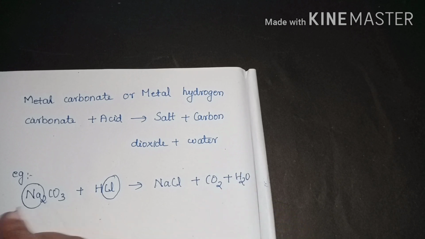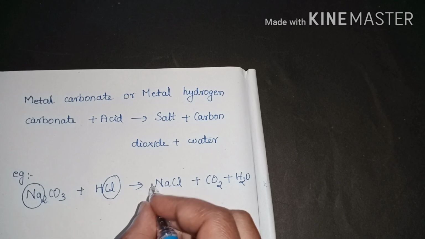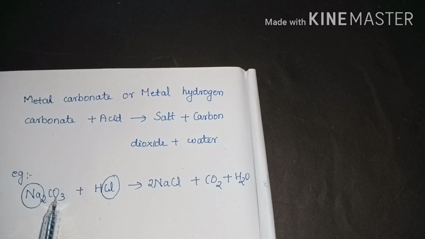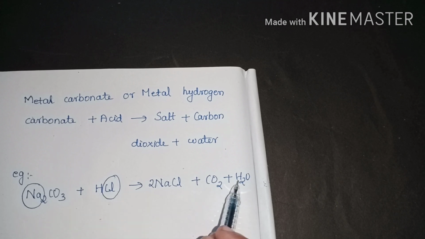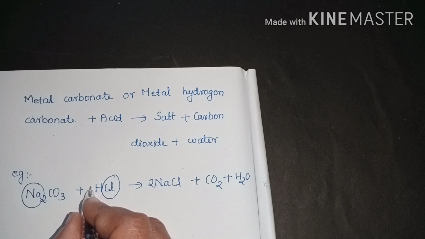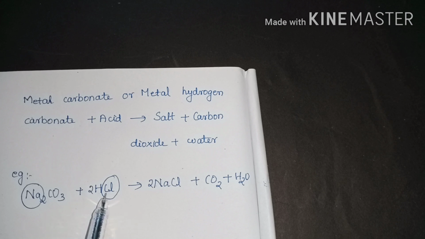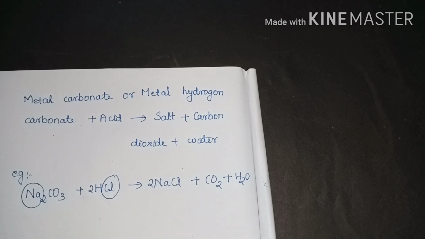Next we want to balance this equation. Here there are 2 sodium atoms, so here also there are 2 sodium atoms. Then here only 1 carbon atom, here also 1 carbon atom. Here there are 3 oxygen atoms, here also 3 oxygen atoms. Here only 1 hydrogen atom, but here it is 2 hydrogen atoms. So we want to put 2 here. Then here 2 chlorine atoms, here also 2 chlorine atoms. So this equation is balanced.